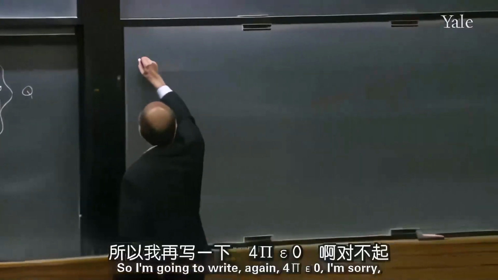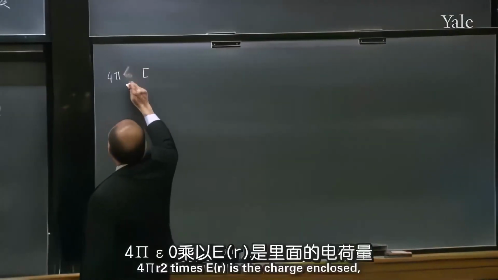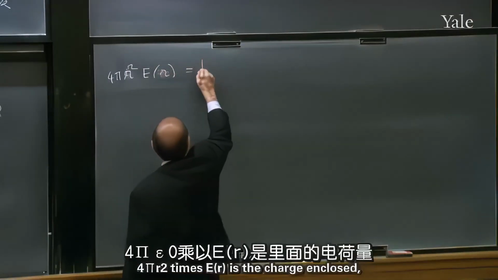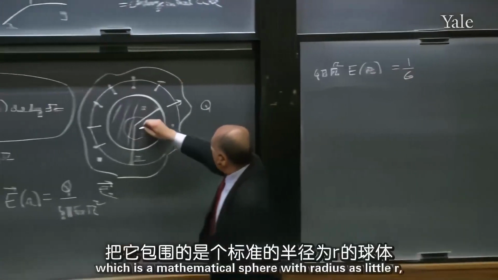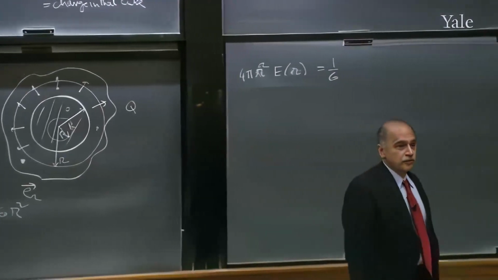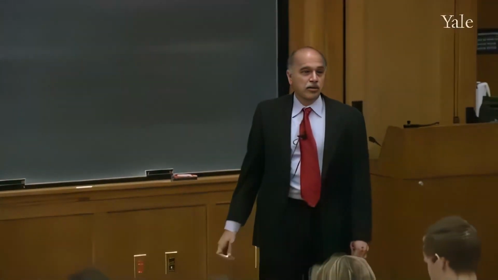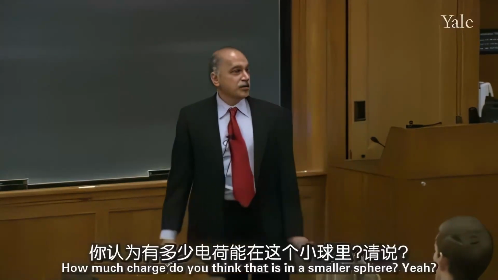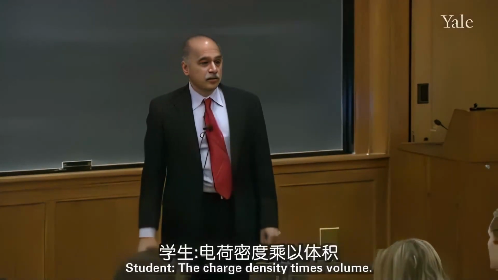So I'm going to write again 4 pi epsilon 0, 4 pi r squared times E of r is the charge enclosed over epsilon 0. What is the charge enclosed in this sphere now, which is a mathematical sphere whose radius is little r, but it's smaller than big R? Can you make a guess? How much charge do you think there is in a smaller sphere? Yeah? The charge density times volume.